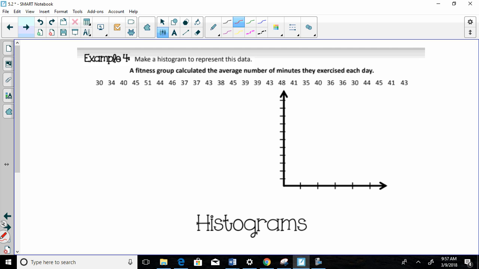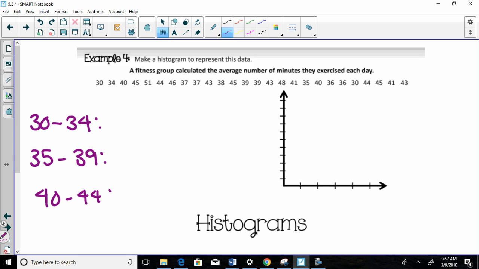This is talking about the average number of minutes. So they're in whole minutes, right? So I'm going to start, what's the smallest amount they have? 30. And I'm going to go by 4. So 30 to 34 minutes, 35 to 39 minutes, 40 to 44 minutes, 45 to 49 minutes. That's the most there is. 50 to 54 minutes. Is there anything over that? I don't think so. No.